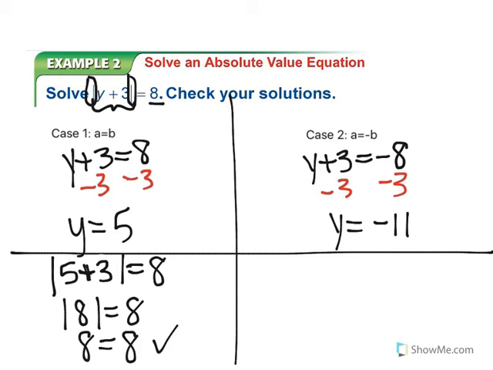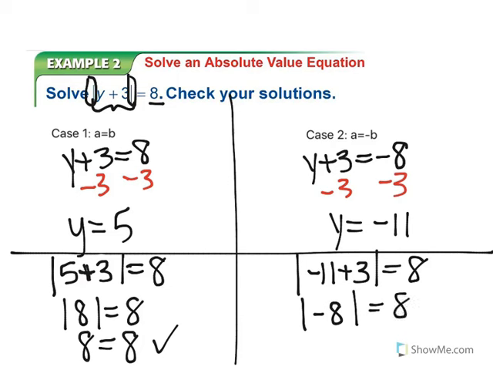Now let's take a look at the other side. If we plug into the absolute value, negative 11 plus 3, we want it to equal 8. Negative 11 plus 3 is negative 8. The absolute value of negative 8 pops out positive 8, which is equal to 8. So this indeed is one of our solutions as well.